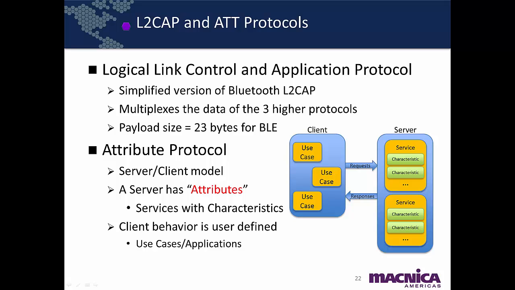Next up, the Attribute Protocol is based on a server-client model. In short, the server has services with attributes comprised of characteristics, where real data information lives, and the client has use cases, or to be more easily understood, applications, that want the server data.